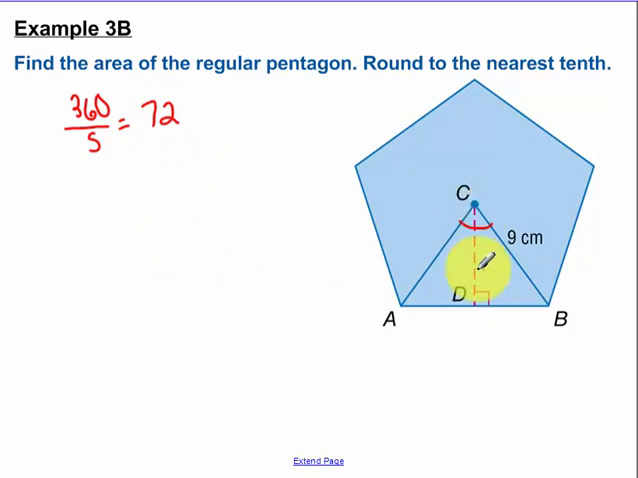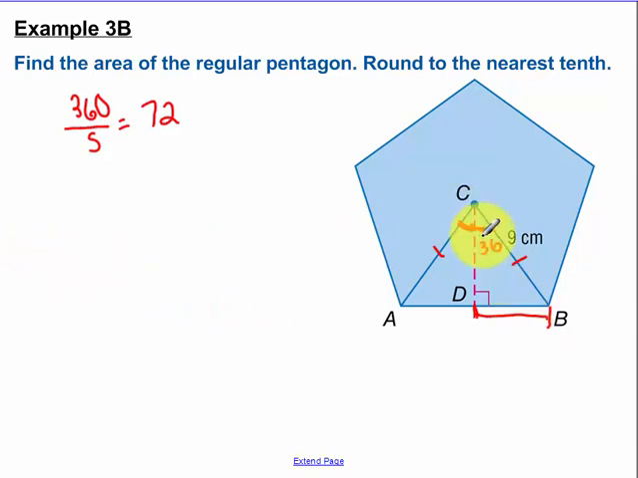But this apothem, since these sides are equal and the radii are all equal, cuts our isosceles triangle into 2 congruent triangles. So this angle right here and that angle right there are each equal to 36. I need to use trigonometry to find dB, which I'm then going to multiply by 2 to get AB. So let's look at that.